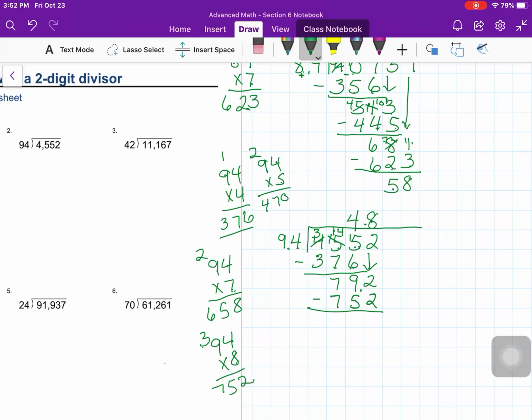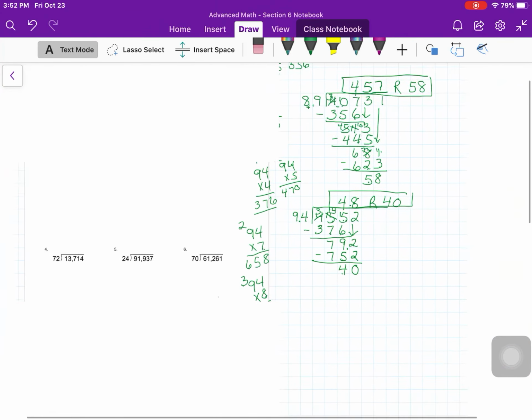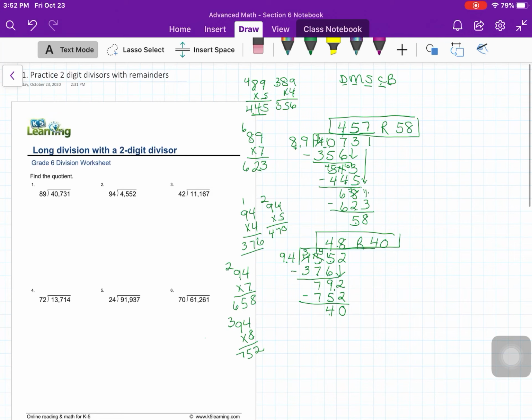752. I subtract. 2 minus 2 is 0. 9 minus 5 is 4. I check to be sure 40 is smaller than 94. I'd bring down, but there's nothing more to bring down. So all I have is a remainder 40. And that is my answer. 48 remainder 4. All right, lots of work.